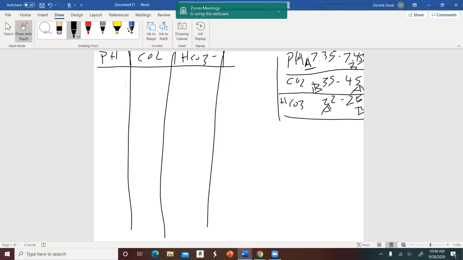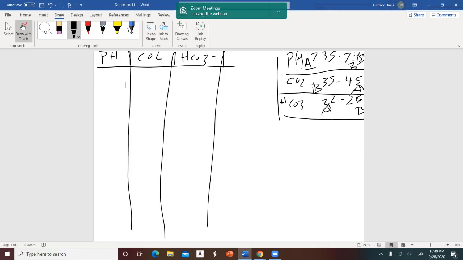Now remember, bicarb is a base. So a high value of bicarb is going to be basic. So that's why you see anything greater than 26, we'll label it as basic. Anything less than 22 will be acidic. So we have this going into this, and this will help you, like I said before, look at normal values.